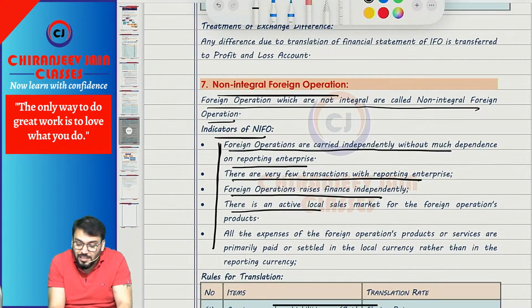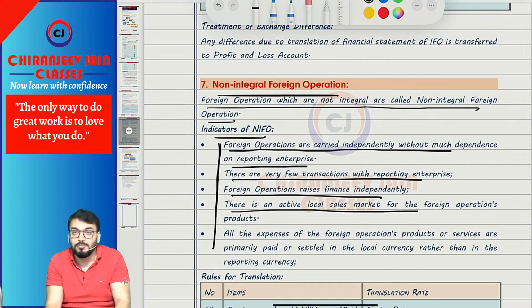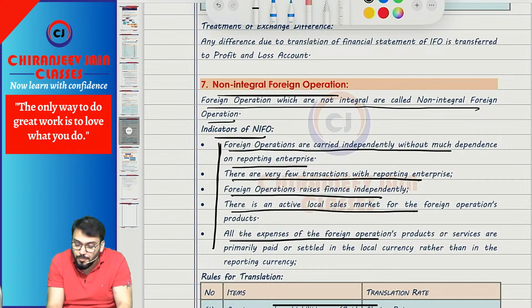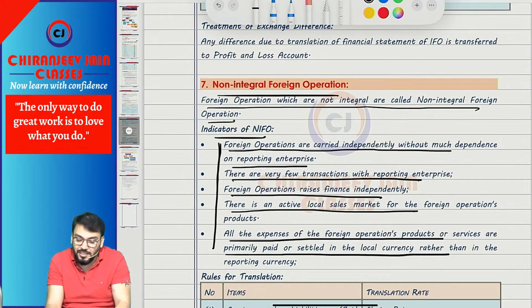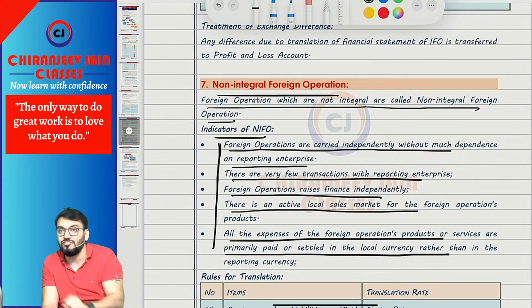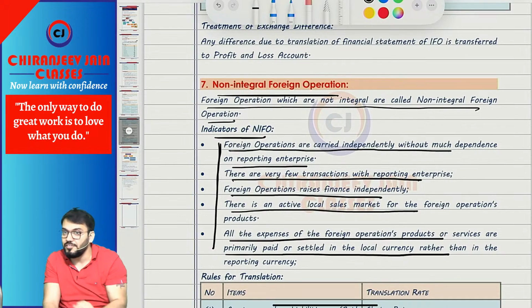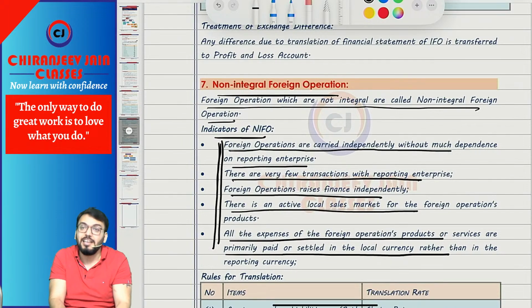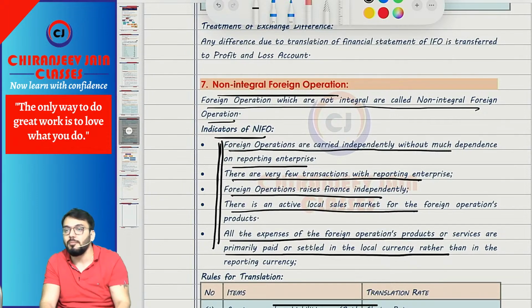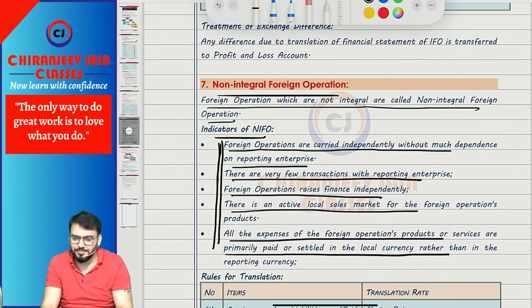There is an active local sale market for the foreign operation's product, means they can sell the product individually, independently, an indicator of independence. All the expenses of the foreign operation for product or services are primarily paid or settled in the local currency rather than the reporting currency, means they can settle all their expenses in their own currency, an indicator of independence. So these are the indicators of independence they have given. If these indicators exist, it becomes NIFO, otherwise it becomes IFO. So these indicators may be important from the MCQ question point of view. Correct? Yes, sir.